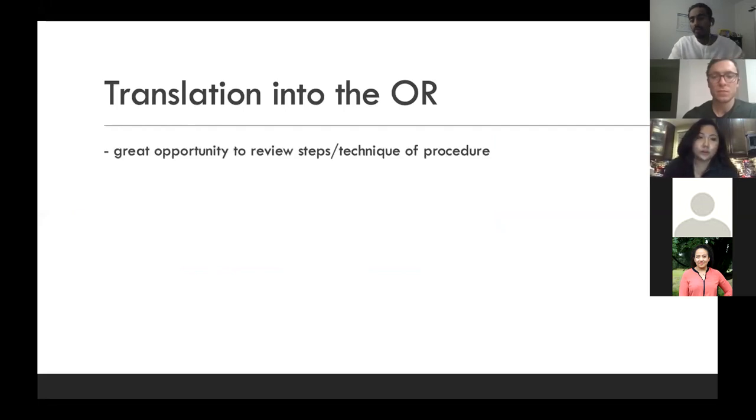And we kind of talked about this as I went through the different skill stations. But essentially, I think, and all my co-residents would agree, that the sim lab is a great opportunity to review the steps and the techniques of a procedure and really hammer them down so that when it comes down to it, it's like second nature.